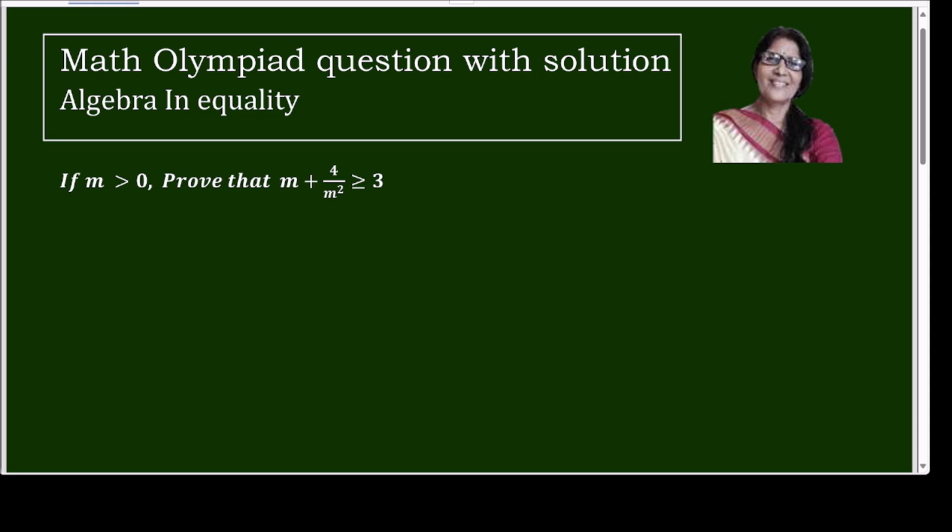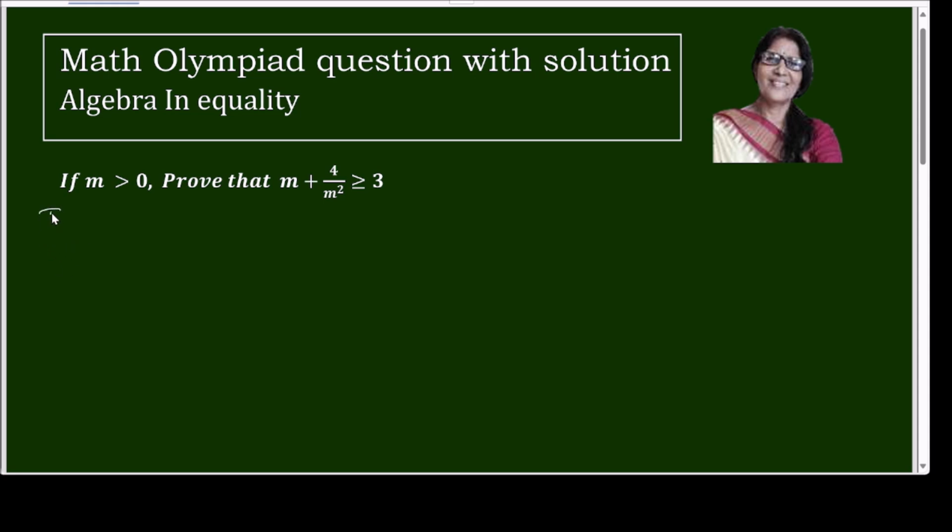Today I have taken a Maths Olympiad challenge. The question is from algebra inequality. If m is greater than 0, prove that m plus 4 over m square is greater than or equal to 3. So this seems a very simple question. Let's proceed.